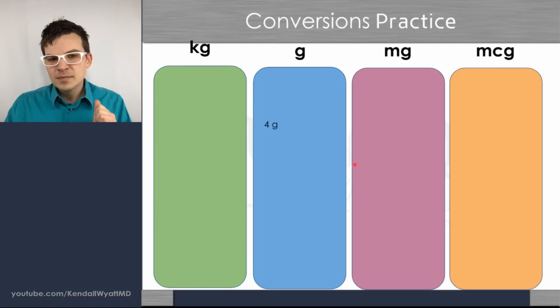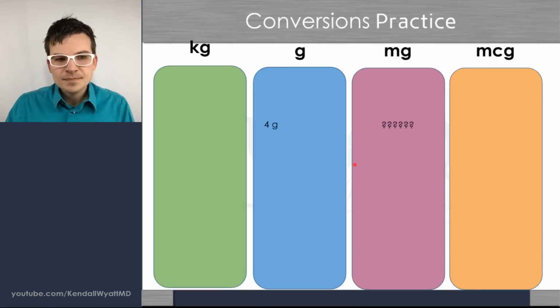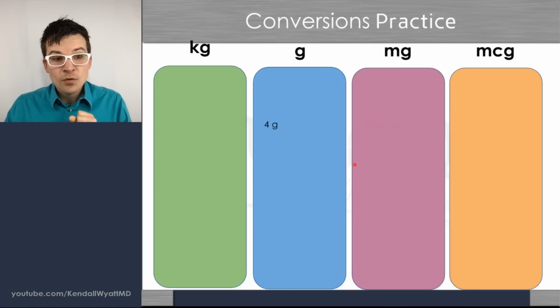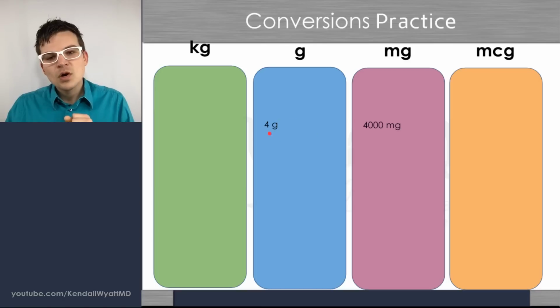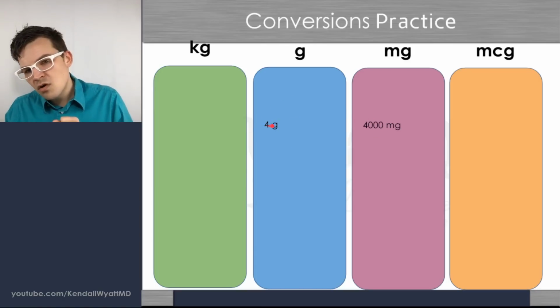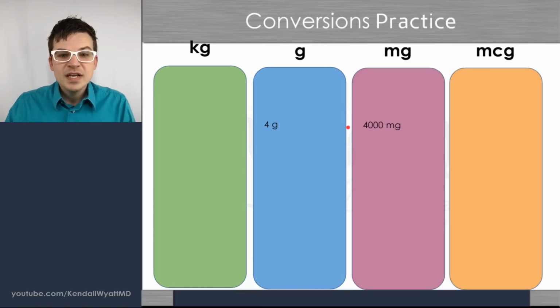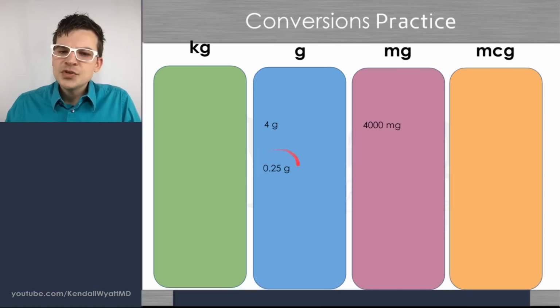So 4 grams. If you have 4 grams, how many milligrams is that? Did you say 4,000 milligrams? That's right. So 4 grams, we're going this way. We're going over here. So times 1,000 is 4,000 milligrams. That's right. Now, what about 0.25 grams?